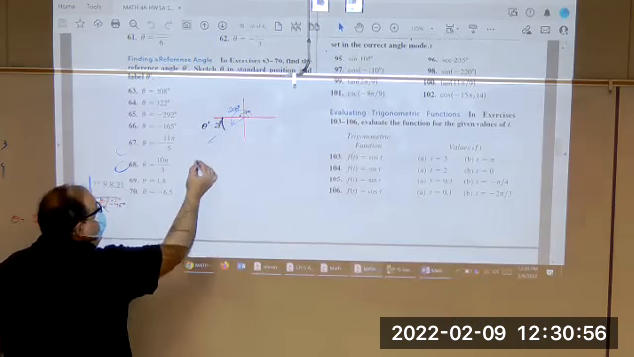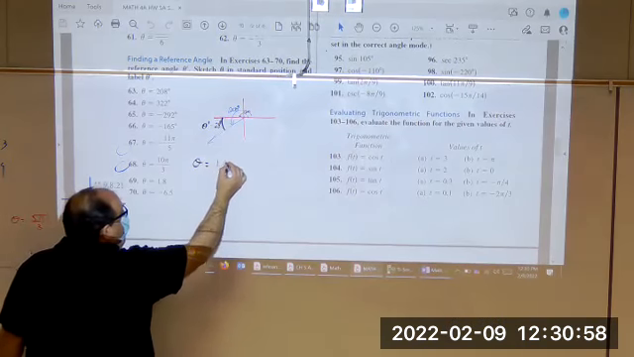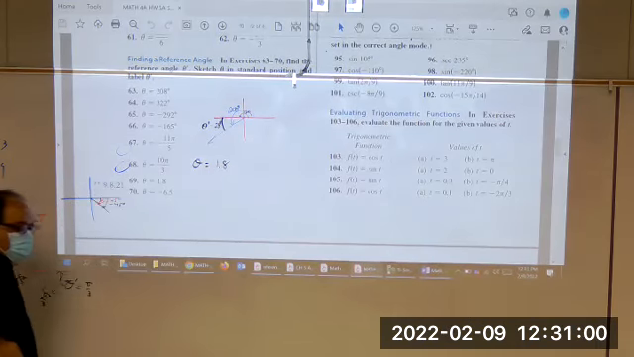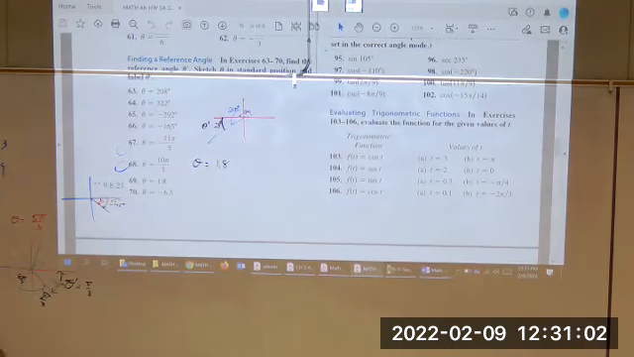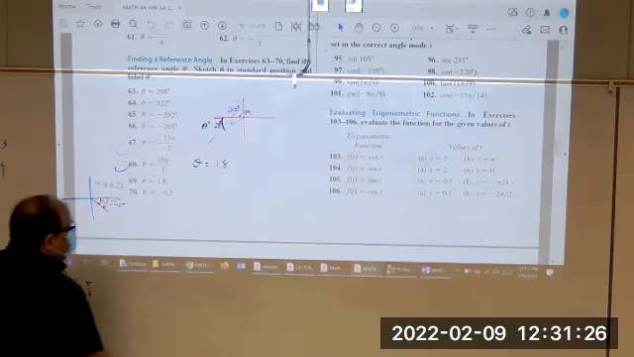69, theta is 1.8. 1.8 what? That's radians. And you know it's radians because there's no degrees in it. That's the only way to tell. If there's no units given at all, you're told it's an angle, it's in radians. If they need to tell you degrees, it has to have degrees. So now I need a picture.